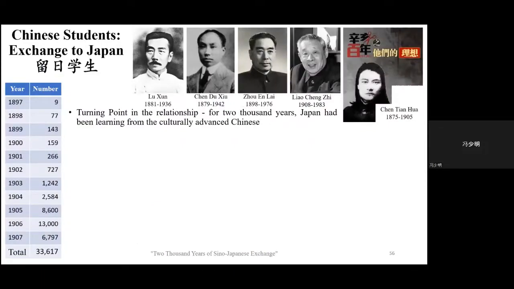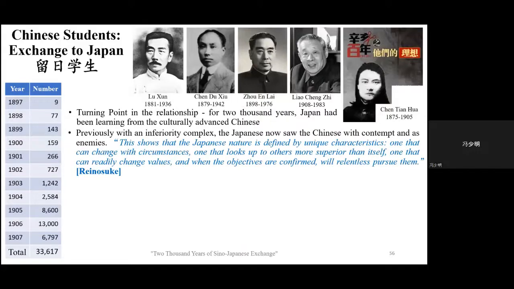Turning point in the relationship, because for 2,000 years, Japan had always been learning from the culturally advanced Chinese. Now that changed. Previously, they had an inferiority complex. The Japanese now saw the Chinese with contempt and even as enemies. This shows that the Japanese nature is defined by very unique characteristics that will change with circumstances, and that one looks up to others more superior than itself. And this can easily change, and when the objectives change, you will relentlessly pursue them.